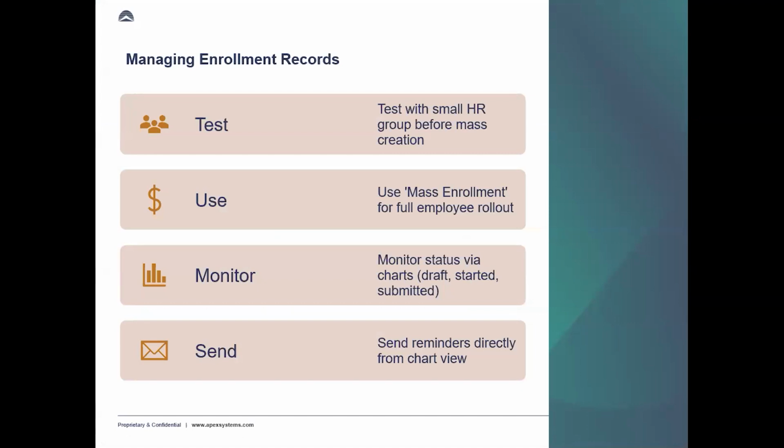I suggest that you test your enrollment event with a small group. Usually that's the HR group, so test with a small HR group before the mass creation. Have them respond back, have them test it out, have them test the links, make sure that the messaging is correct, and make sure that you test all types of employees. So if you have an HR group that doesn't have hourly employees, or an HR group that doesn't have maybe an executive enrollment group, and you have an executive enrollment event, make sure that you test those as well. Make sure all of your groups are tested.